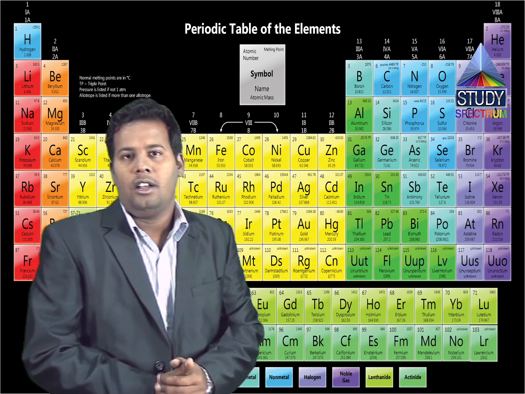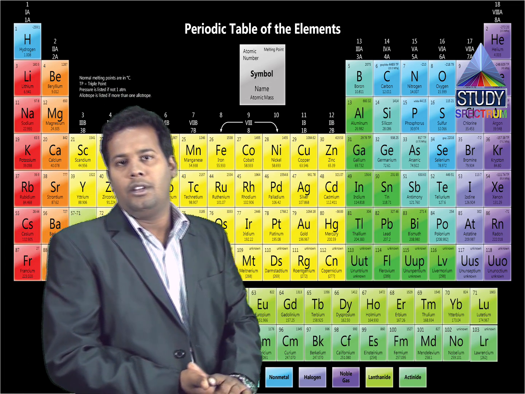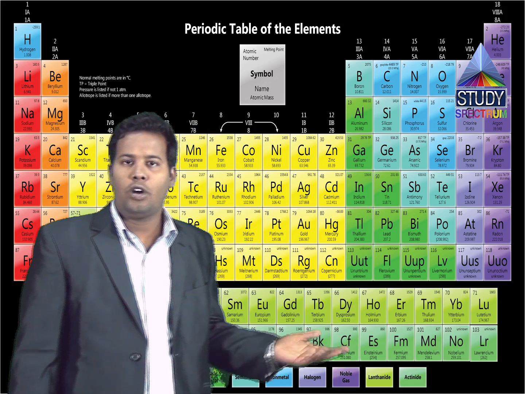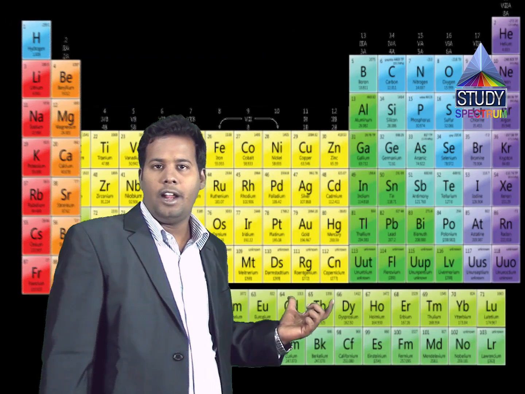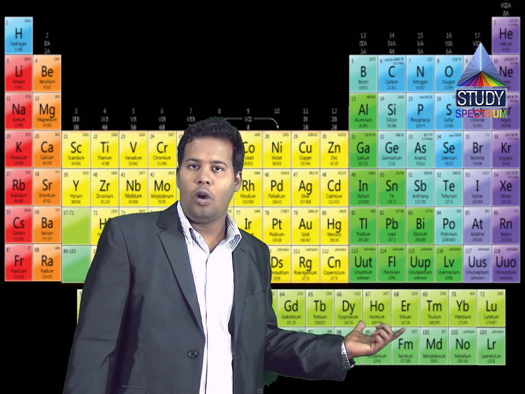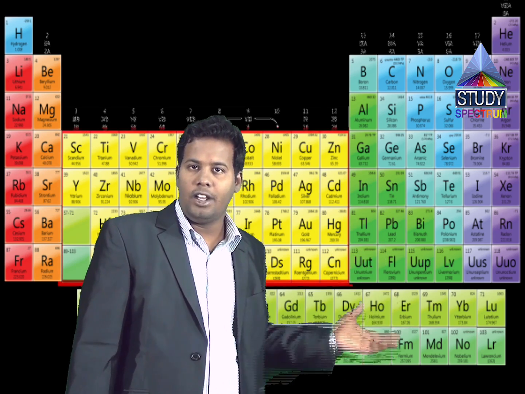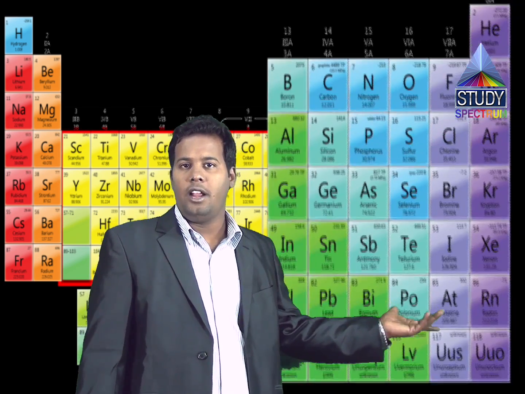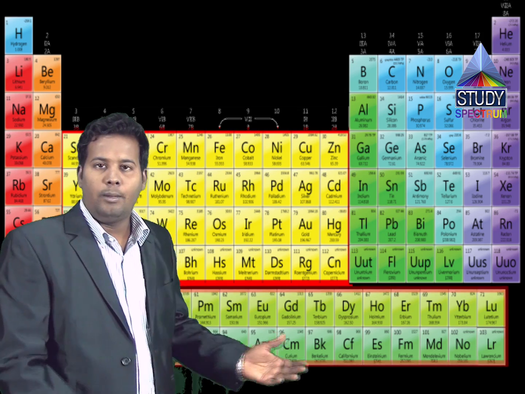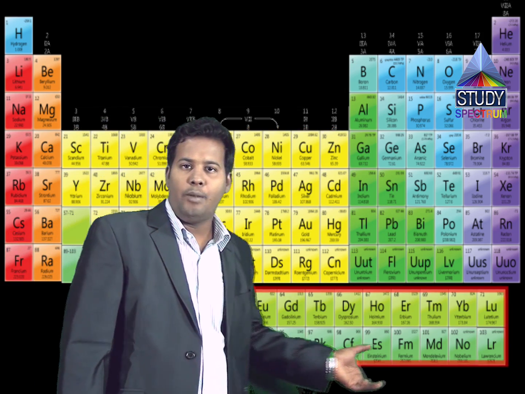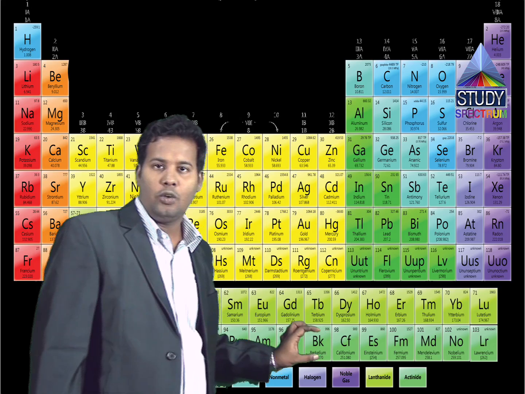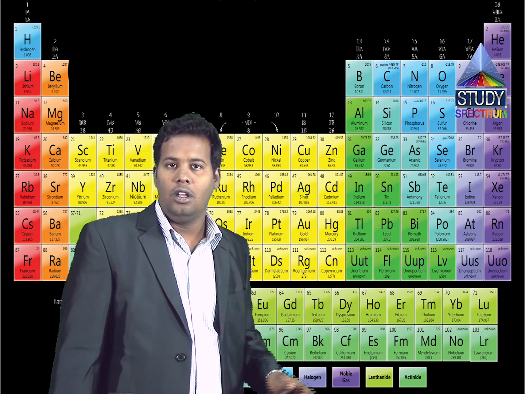Now let us understand the different positions of different elements in this modern periodic table. If you see this modern periodic table, on the left side it is the S block containing 2 groups. In the middle it is the D block containing 10 groups, 10 vertical groups, and on the right side it is the P block containing 6 different vertical groups. At the bottom it is the F block containing 14 different groups, and each group has 2 elements.